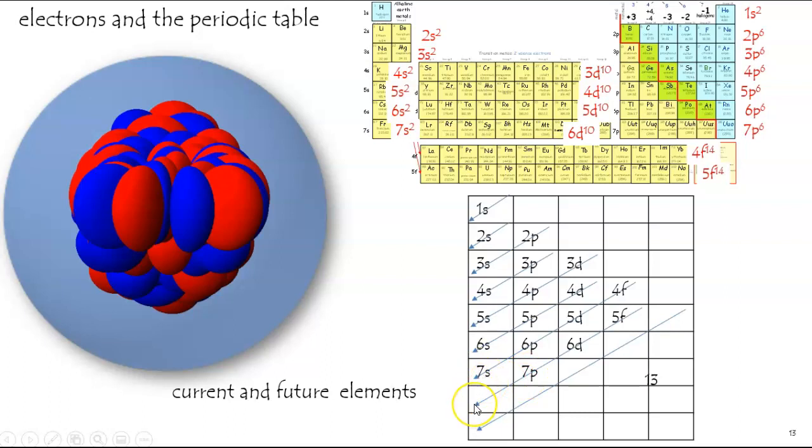Clearly, it's going to be 8s2. And then what? We have to go out here. We're 3 elements from entering the G block. That'll be 5g. And you can work your way down. It's pretty logical. It's an infinite pattern. Beautiful thing. That is electrons and the periodic table.